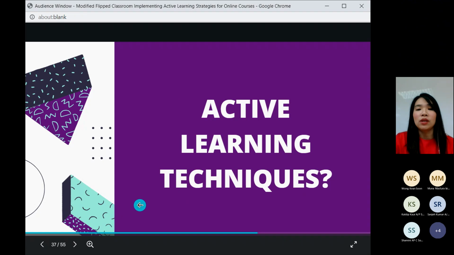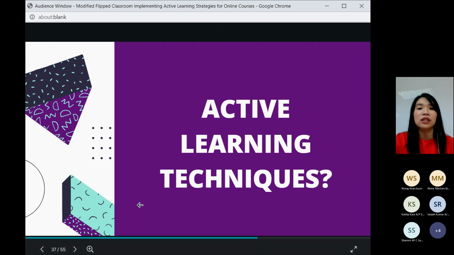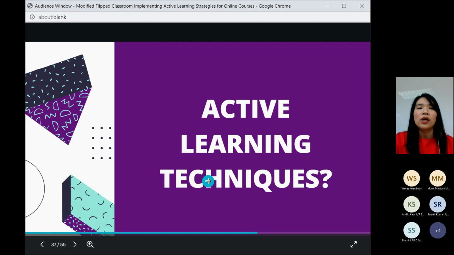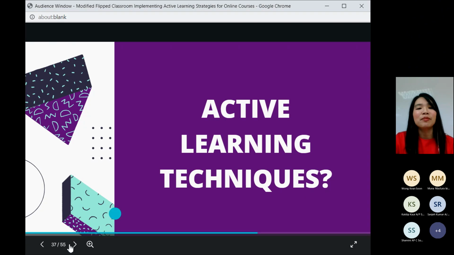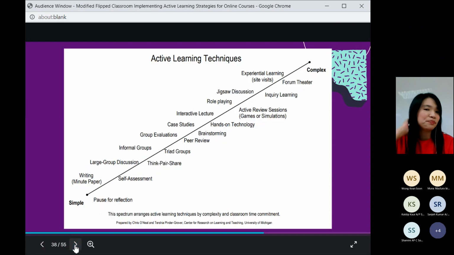Actually, if you search online, there are a lot of active learning techniques. So we are not going to teach and tell you one by one. Instead, we are going to implement active learning now. And this coming activity requires you to learn actively. So we are going to implement one of the strategies, then after that, I will tell you what it is. So let's move on to this.